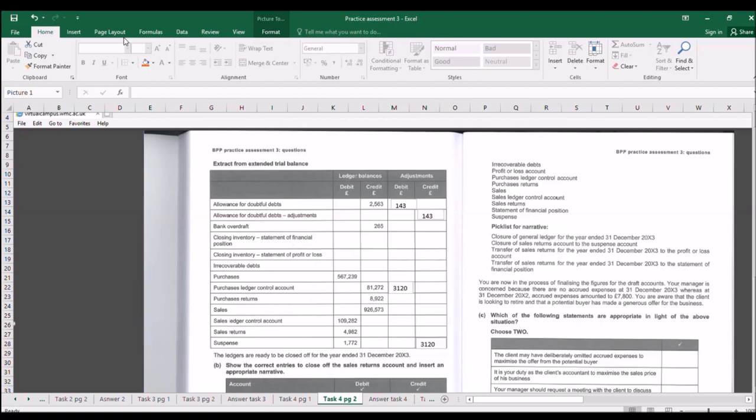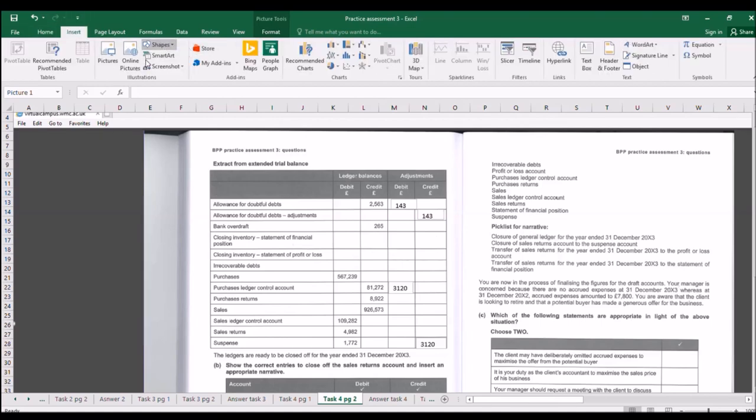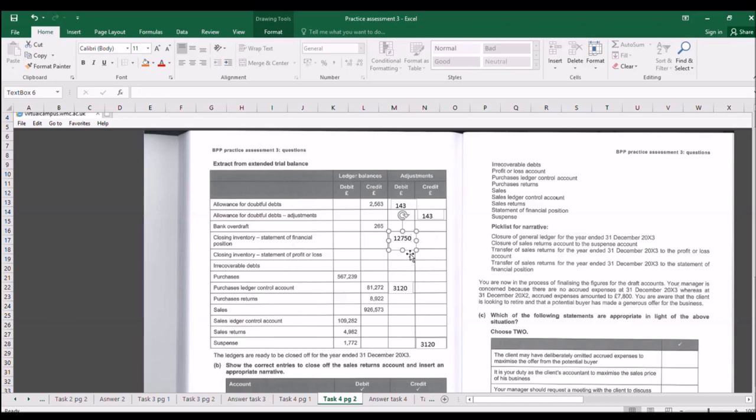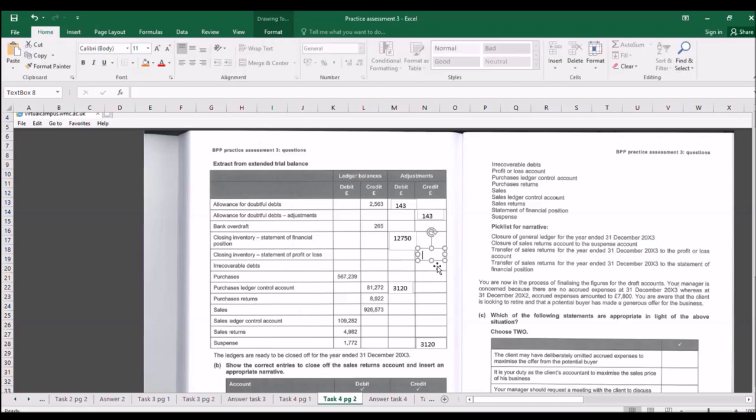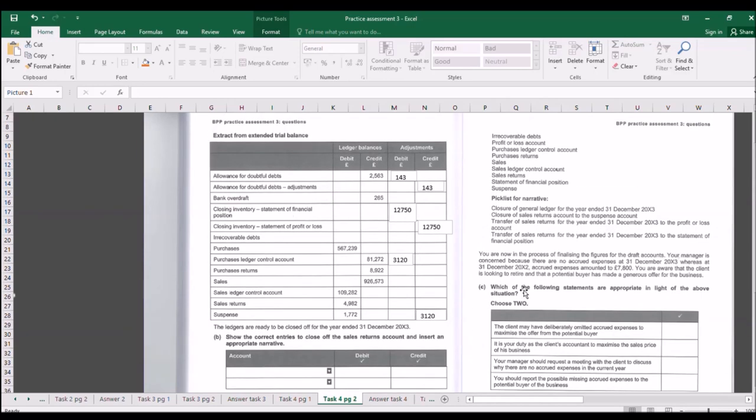Well, statement of financial position is going to be, right, let's do this one here. Statement of financial position is going to be a debit 12750 there. And then remember that's a reduction in the expense in the profit and loss account. So the easiest way to do that: it's an asset, so in the statement of financial position, the balance sheet, it would be a debit, and therefore the one within the profit and loss account will be a credit, because it's a reduction in expenses. Reduction in expenses increases the liability to shareholders. So that's that one.